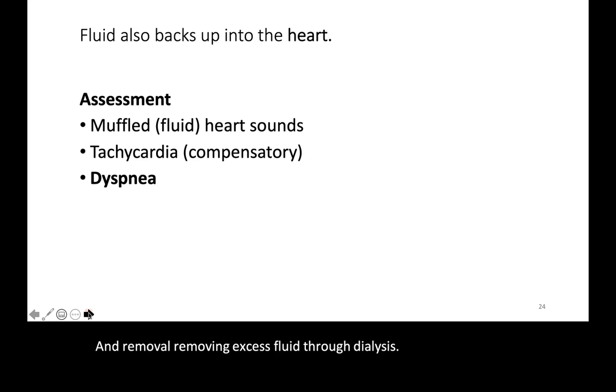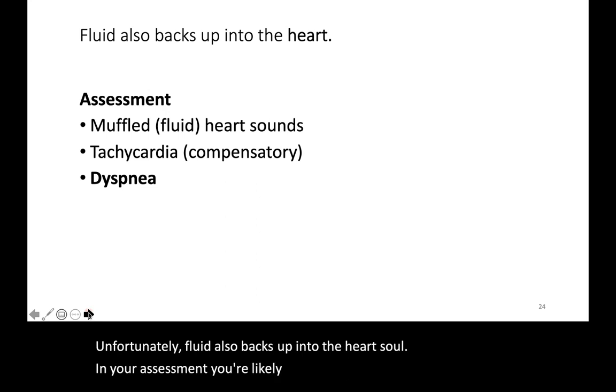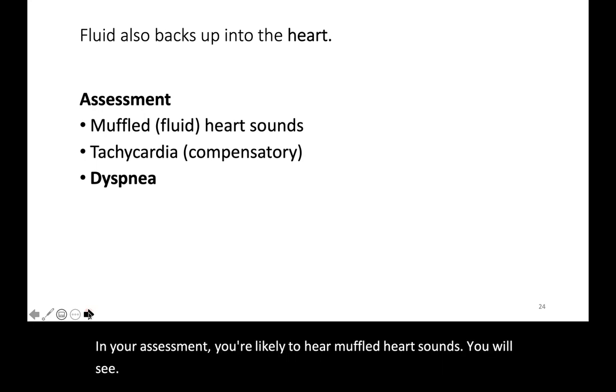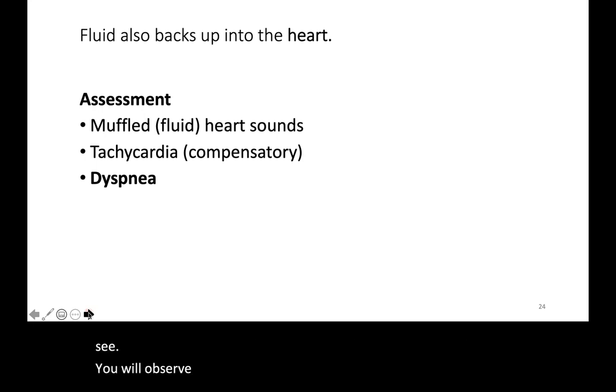Unfortunately, fluid also backs up into the heart. So, in your assessment, you're likely to hear muffled heart sounds. You will observe tachycardia as a compensatory mechanism and also dyspnea.